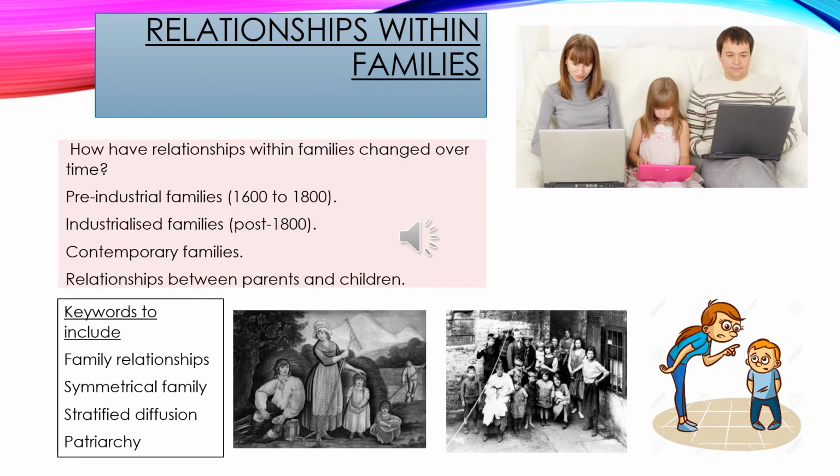Relationships in families. When talking about how relationships have changed in families, you need to take into consideration what was going on at the time. Before industrialisation, families either owned land or worked on land for other people. There was very little education, so children would work from a young age and families would be self-sufficient.